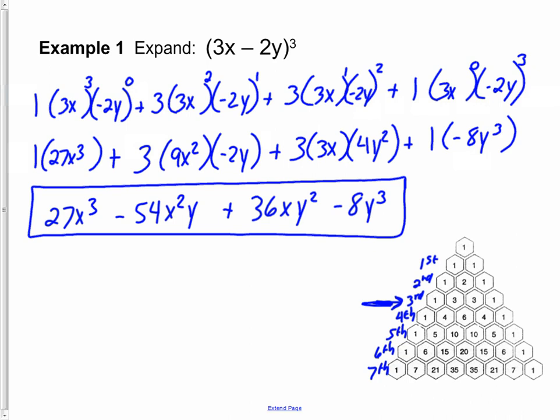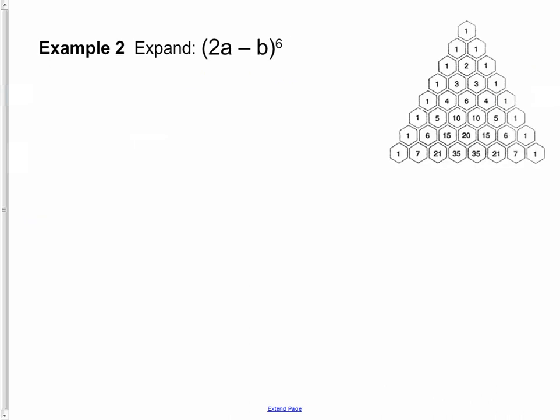And it's probably easier to use binomial expansion. I know it is definitely going to be easier as that exponent increases from 3 to like 7 or 9 or 6 or whatever it turns out to be. It's a lot easier to use the Pascal triangle. Okay, let's try one that's a little bit bigger.